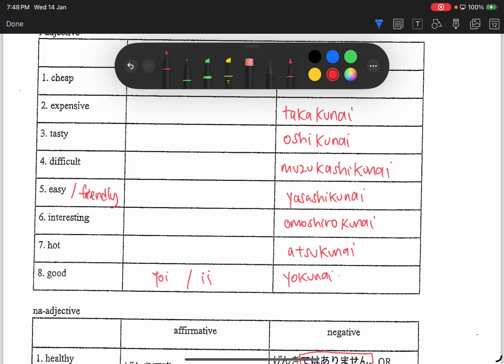Okay. So yoi has another way to say also. We can also say e, double I, right? So e or yoi. But the negative one, we only have yokunai. We cannot say ikunai because there's no such thing as ikunai. Okay? So only have yoi or e. Then the negative only have one, yokunai.